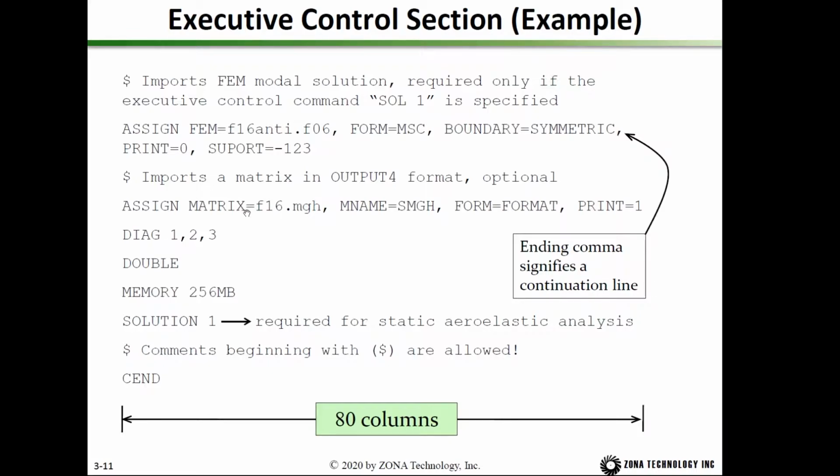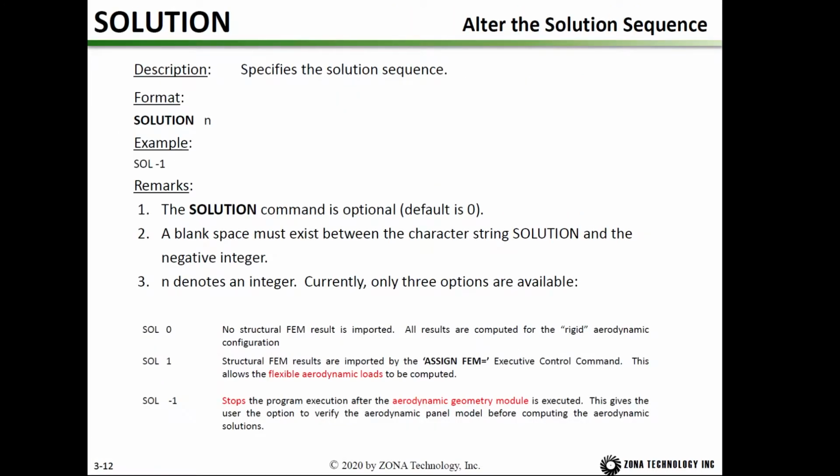And if you want to import a matrix into ZONAIR, then you have to use the ASSIGN FEM equals executive control command. If the executive control command exceeds 80 columns and you end with a comma here, then ZONAIR realizes that there's a continuation of the command. For SOLUTION, you say solution followed by an integer. This integer has 3 options.